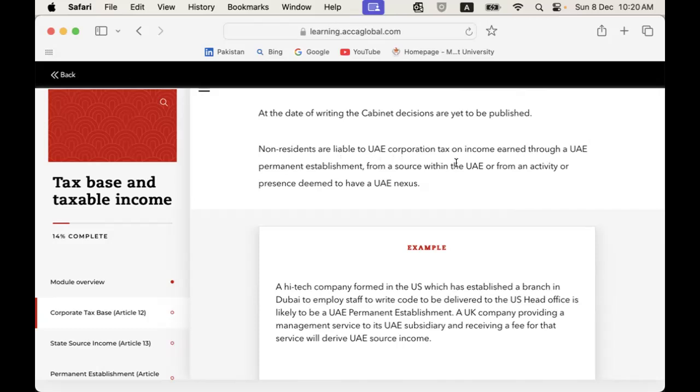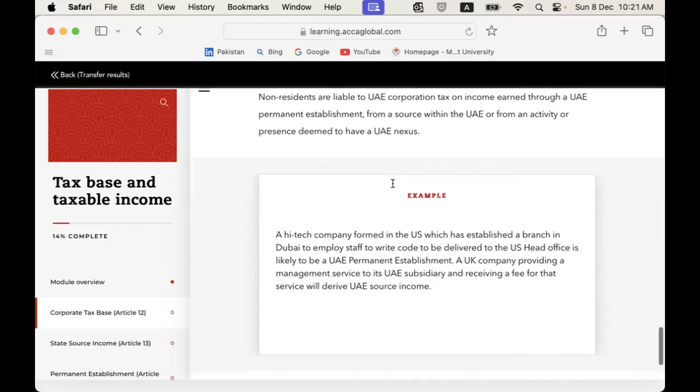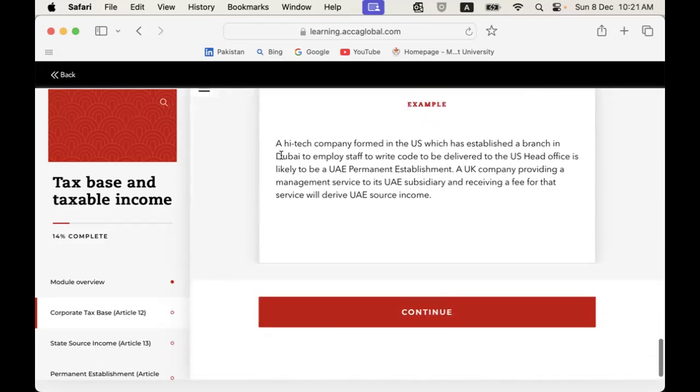Non-residents are liable to UAE corporate tax on income earned through a UAE permanent establishment, from source, or from nexus. That was the summary, and an example has been given. A high-tech company formed in the US, so a foreign company, has established a branch in Dubai. This is a permanent establishment of that non-resident person in the UAE, employing staff to write code to be delivered to the US head office. The programming is happening in the UAE, so it is likely to be a UAE permanent establishment.